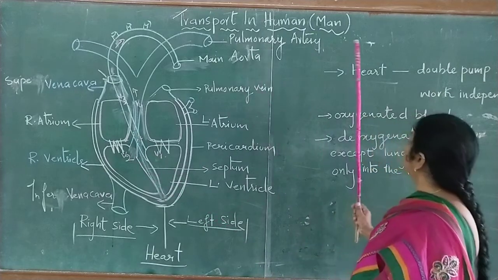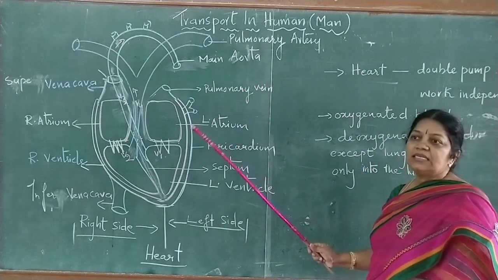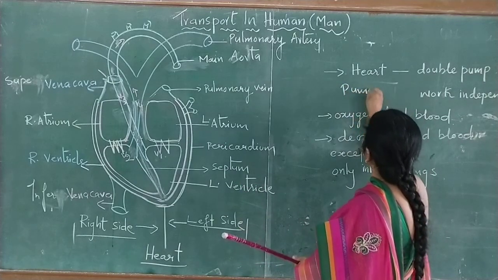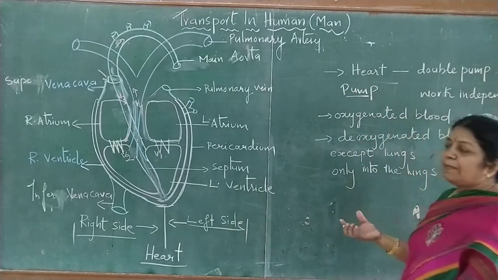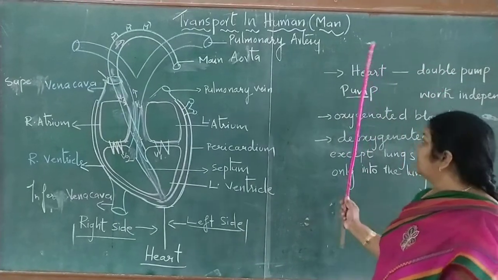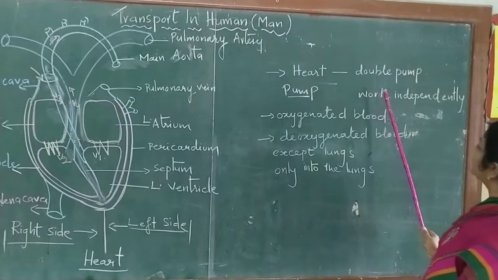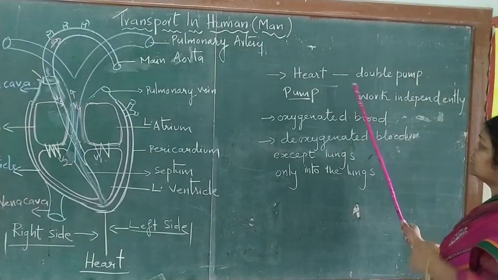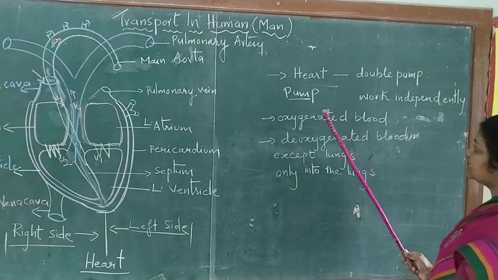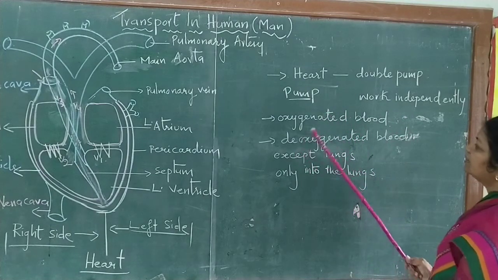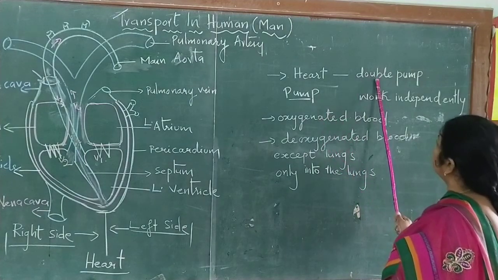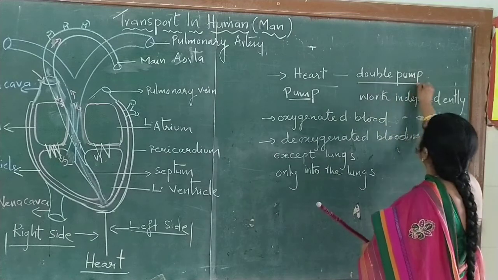today. Here the heart is what we call a pump, but it is not just a pump, it is a double pump. It is acting like a double pump. When it acts like a double pump, the heart always works independently, divided into right side and left side. First of all we are going to learn how it is acting like a double pump.